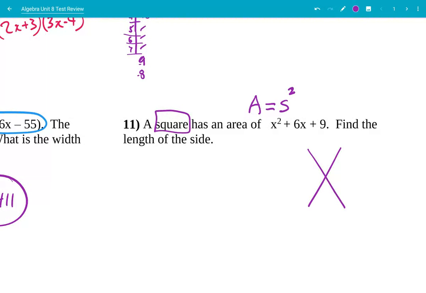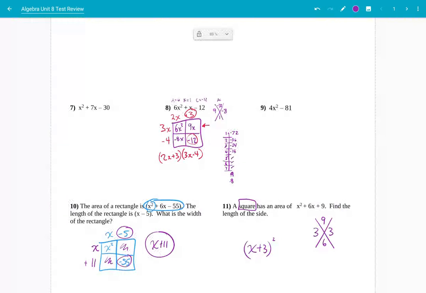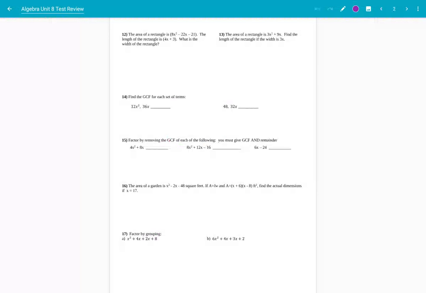Let's see. A times C is 9. The B value is 6. So 2 factors of 9 that add up to 6. Well, that's 3 and 3. And I told you they're going to be the same. So this is x plus 3 squared. There you go. Let's keep on moving. What's next? More word problems. Well, that's just like the first one, and that one's even easier because you only have a little bit there. So you can try that.